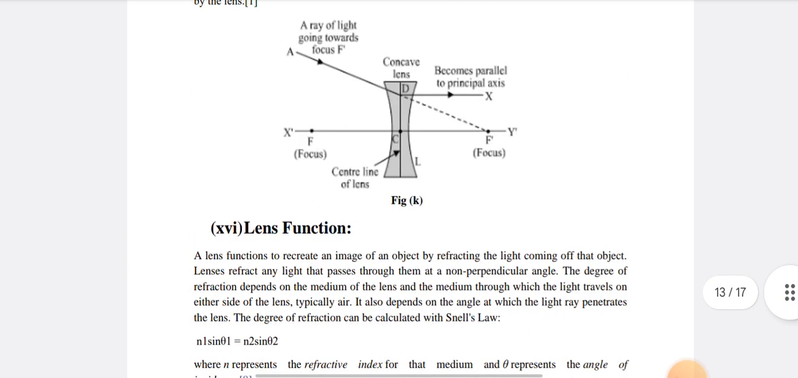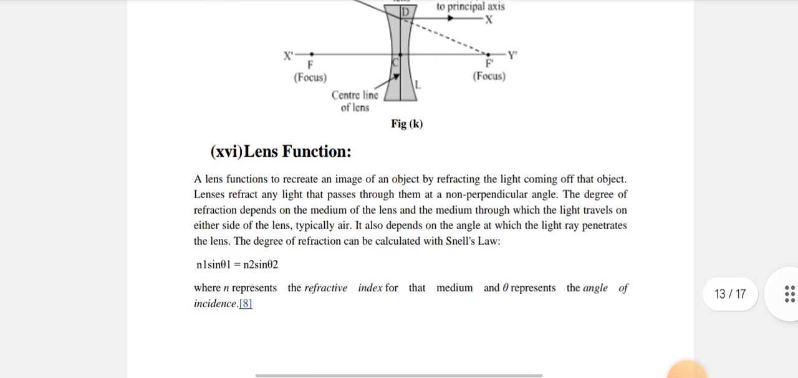What is lens function? A lens functions to recreate an image of an object by refracting the light coming off that object. Lenses refract any light that passes through them at a non-perpendicular angle. The degree of refraction depends on the medium of the lens and the medium through which the light rays travel on either side of the lens, typically air. It also depends on the angle at which the light rays penetrate the lens. The degree of refraction can be calculated with Snell's law.